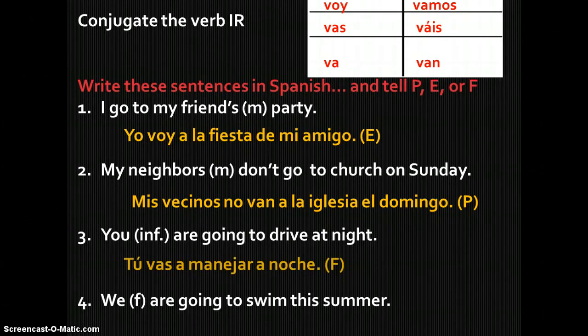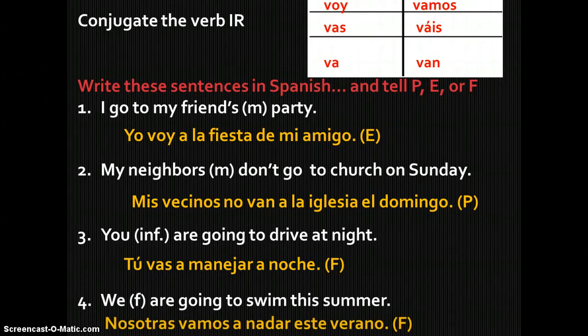Number 3, tú vas a manejar anoche. That would be a future event. You are going to drive at night. And number 4, nosotras vamos a nadar este verano is also a future event, going to swim this summer.